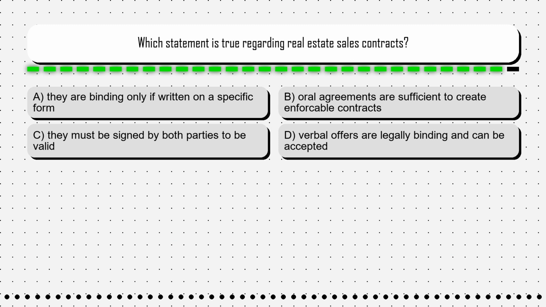Question 50. Which statement is true regarding real estate sales contracts? Option A, they are binding only if written on a specific form. Option B, oral agreements are sufficient to create enforceable contracts. Option C, they must be signed by both parties to be valid. Option D, verbal offers are legally binding and can be accepted.